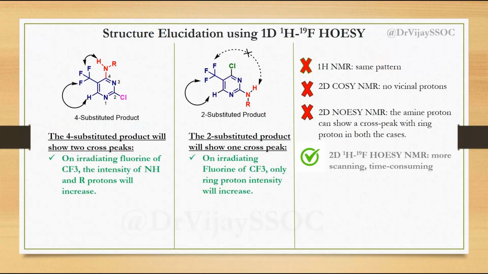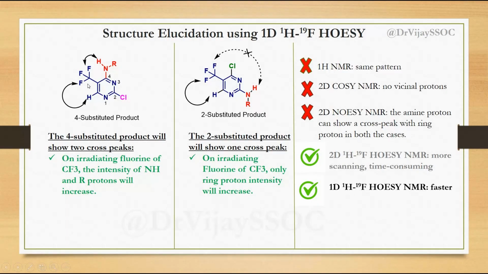Now let's move back to our problem. As we said, we can distinguish this compound by 2D. Now we can say that this compound can also be distinguished by 1D HOESY NMR. And 1D HOESY NMR is faster than 2D HOESY NMR, so it saves your time. That's why you can perform 1D 1H-19F HOESY NMR to save your time. But you can distinguish by either way. So how it will help, I will show you.